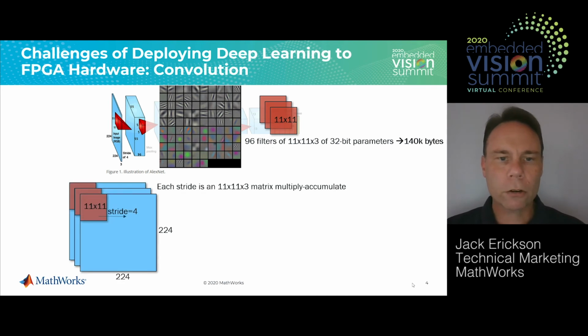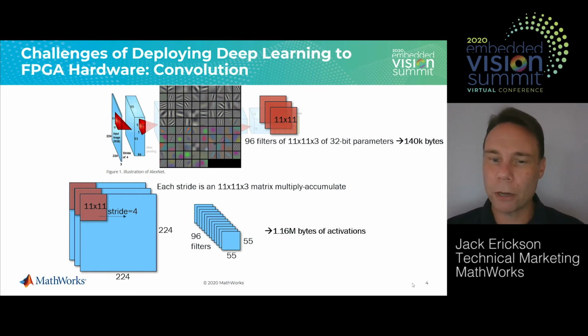Then striding it across, each stride itself is an 11 by 11 by 3 matrix multiply accumulate, which generates 96 by 55 by 55 results. Those are the activations that get passed to the next layer. And what that comes down to is 105 million floating point multiply operations.